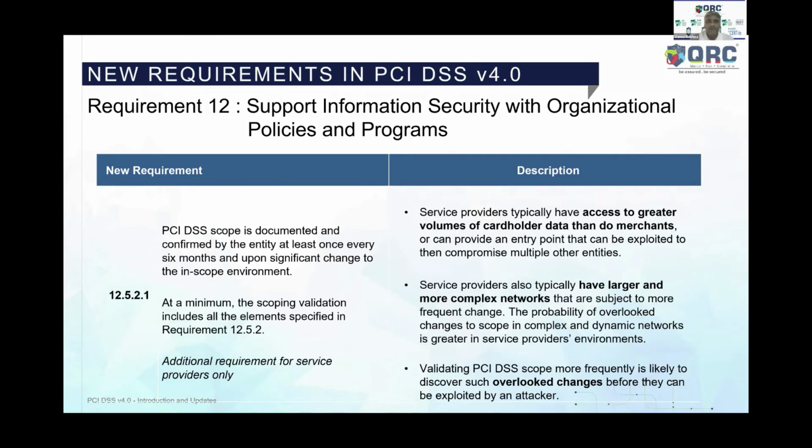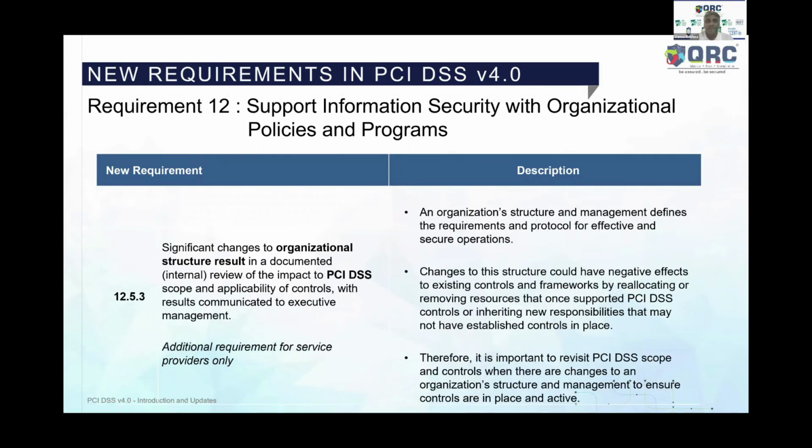Scope must be documented and confirmed by the entity at least once every 6 months and upon significant change in the scope environment. At a minimum, the scoping validation includes all elements specified in requirement 12.5.2. As I mentioned, you have to check the frequency of the scope documentation review. It depends on the complexity of your organization. Again, it is related to significant changes and the scoping, and whether the organization has documented it or not.